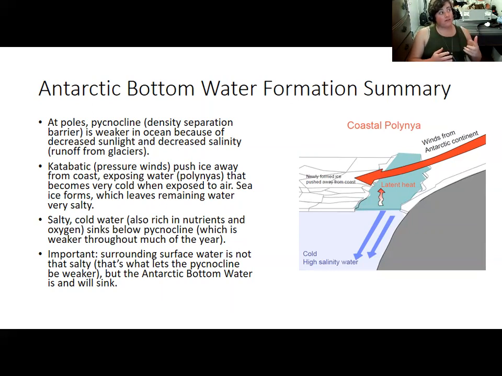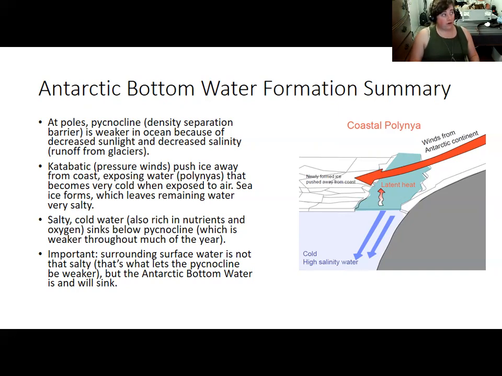And I mentioned nutrients because remember how in the marine ecology slides, I talked about how the water around Antarctica has a lot of nutrients in it. For one thing, in the winter, you will get nutrients just accumulating because there isn't any photosynthesis going on to use them up. You don't have much biological productivity.